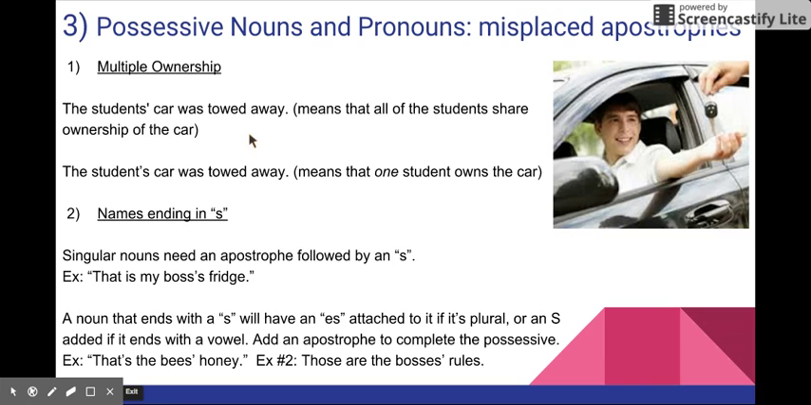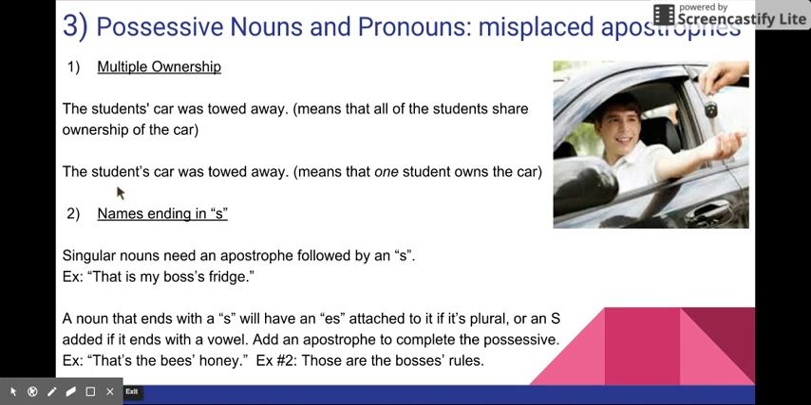Multiple ownership. So this is where we get into the trouble of misplaced apostrophes with possessive nouns and pronouns. There's two ways you can read this sentence. The first one here says the students' car was towed away. If I put the apostrophe after the S in students, it implies that there was a group of students who owned one vehicle together. They all owned a share of that vehicle, and their vehicle got towed away.